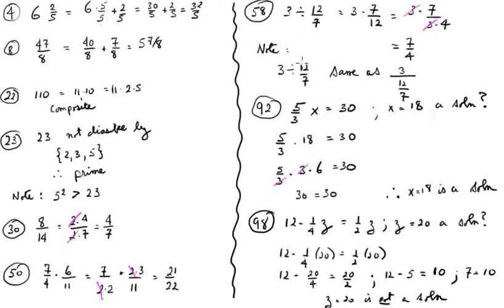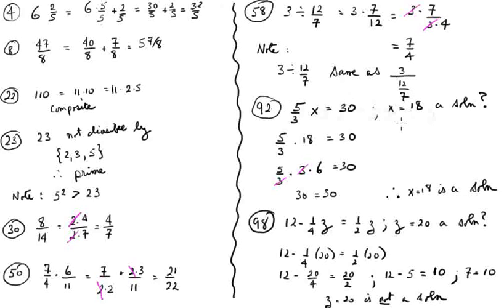Note also in this example that 3 divided by 12 over 7 can be written this way. It can also be written as a fraction. So in other words, the divide symbol here is the same as a fraction symbol. They mean the same thing.